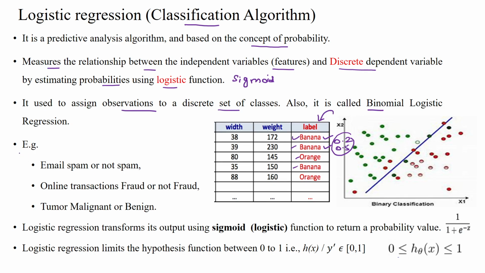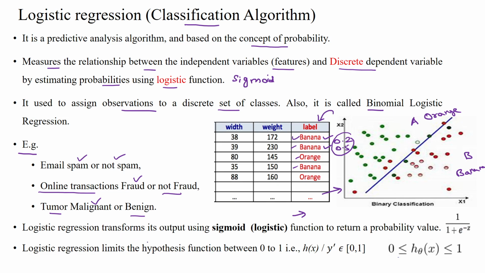Examples for logistic regression: a mail is classified as spam or not spam, online money transactions are classified as fraud or not fraud, and a tumor is classified as malignant or benign. So here the data set is classified into two categories, A and B. That means one is orange and another one is banana. The decision boundary classifies the entire data set into two classes.